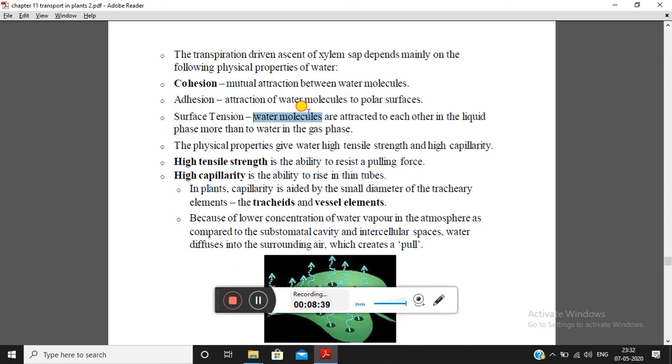Water molecules are attracted to each other in the liquid phase more than to water which is present in the gaseous phase. So, when water molecules are present in the liquid phase, the surface tension will be more, and that gives strength to the holding capacity of the water. As a result, these are the three major factors: cohesion, adhesion, and surface tension, which lead to the ascent of xylem sap because of transpiration.